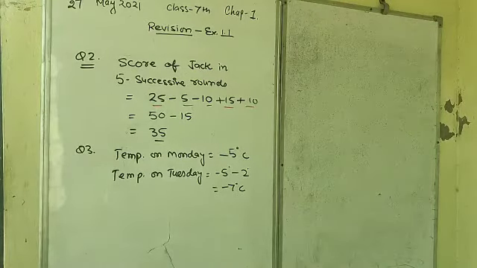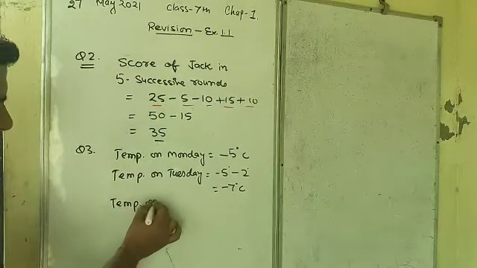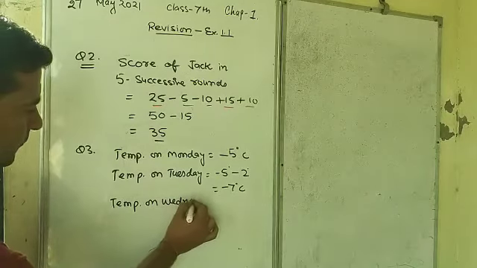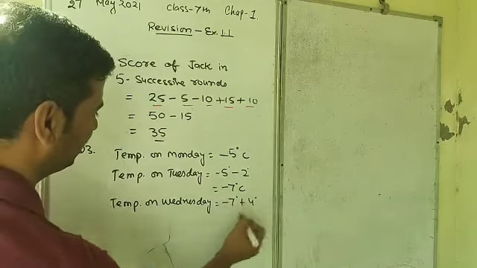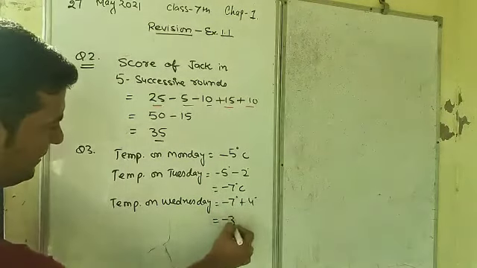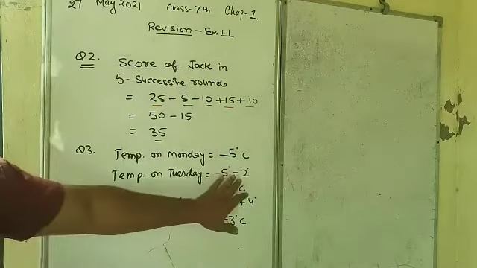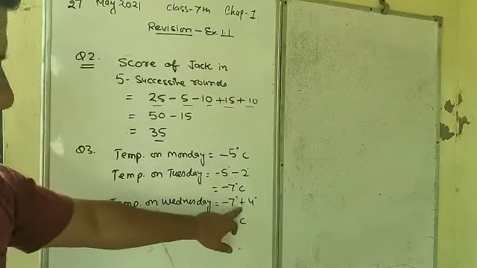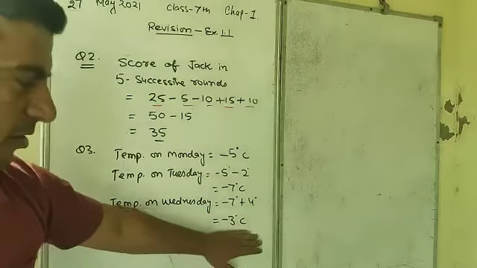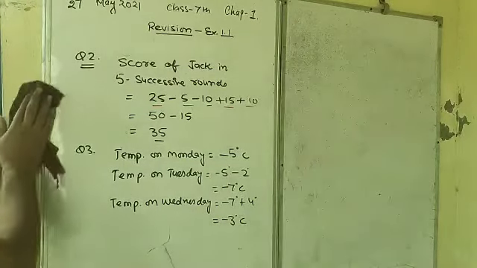Now on Wednesday it rose by 4 degrees. So the temperature on Wednesday is equal to -7 degrees plus 4 degrees Celsius. Add this, and we will get -3 degrees Celsius. So we can say whenever there is a drop in temperature, if we have to calculate, we have to subtract it. And when the temperature is rising, then we have to add it. So the new temperature on Wednesday will be -3 degrees Celsius. So these are 3 questions. Now come to question number 4.